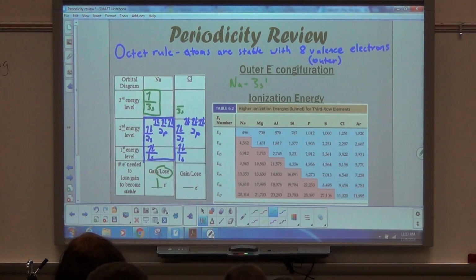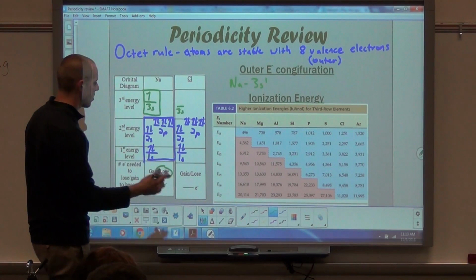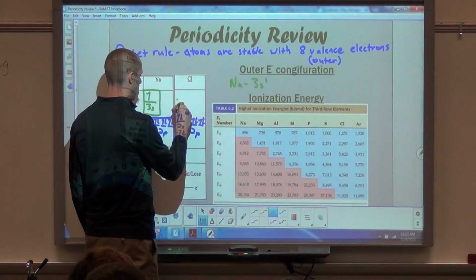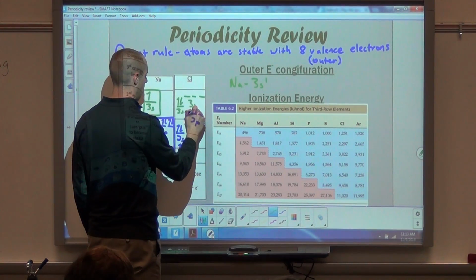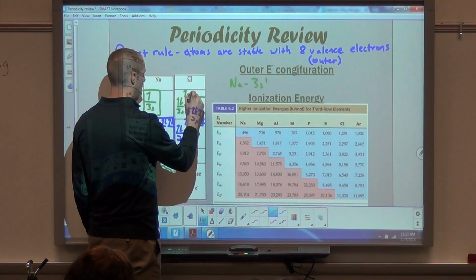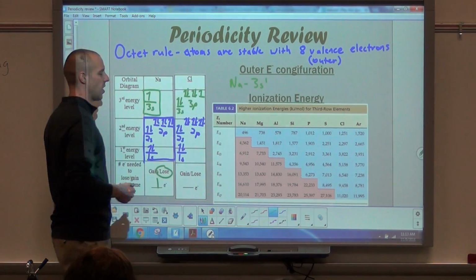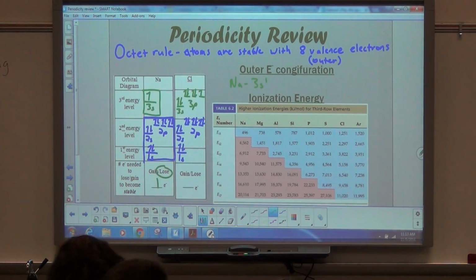Okay, so we know chlorine right now is going to have 7 valence electrons. So I'm going to put those in these outer levels here. So in the 3s, we're going to have 2, and the 3p, we got to have 5 more for a total of 7 in this third energy level.